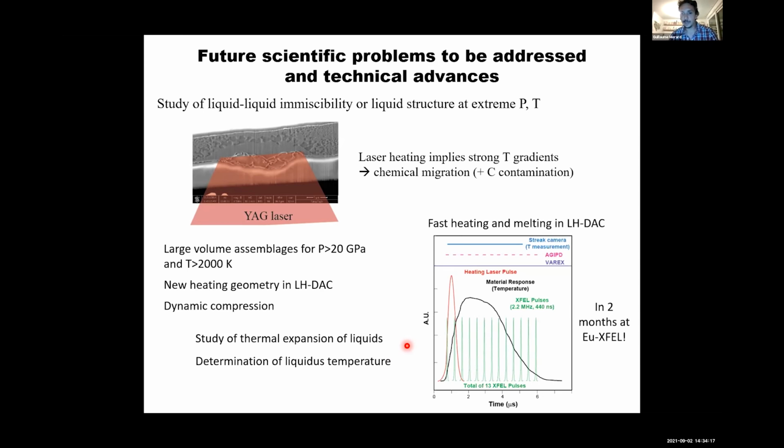And I just want to advertise the experiment, and Vitaly is part of it. So this fast heating and melting in laser heating DAC is planned in 2 months at the European XFEL, where we will be able, at the microsecond scale, to launch a pulse of YAG heating and to study with pulses of X-ray how the sample evolves in a diamond cell while we have this pulse of heating. So this is a very interesting experiment that we will perform in 2 months in Hamburg at the European XFEL.